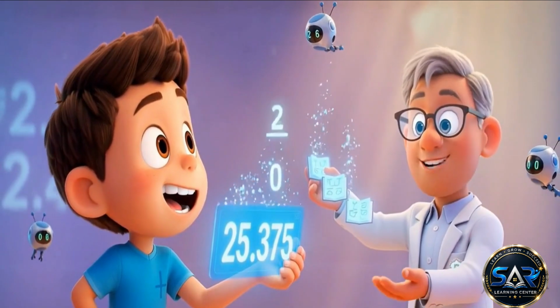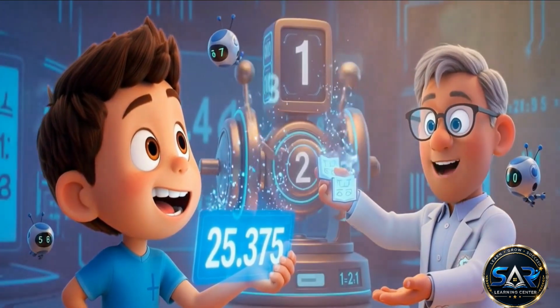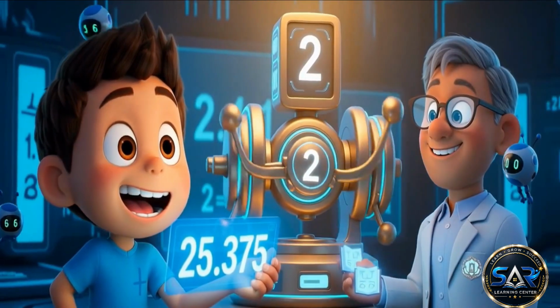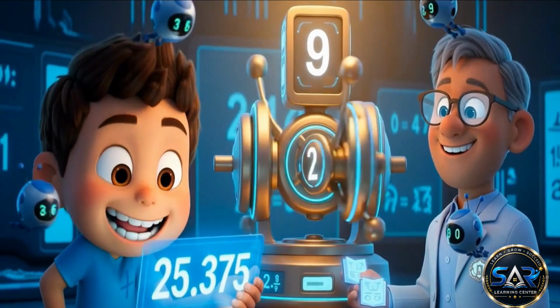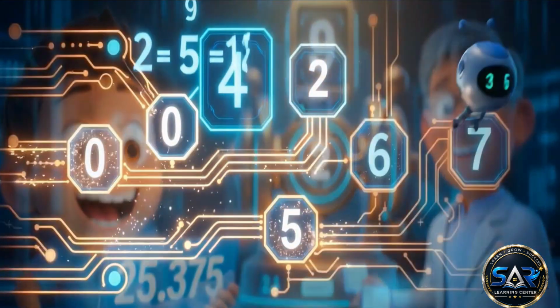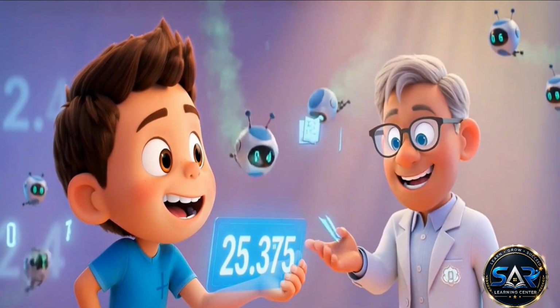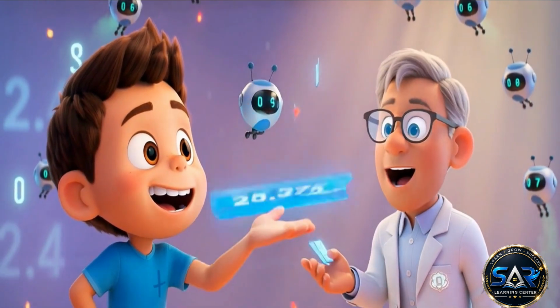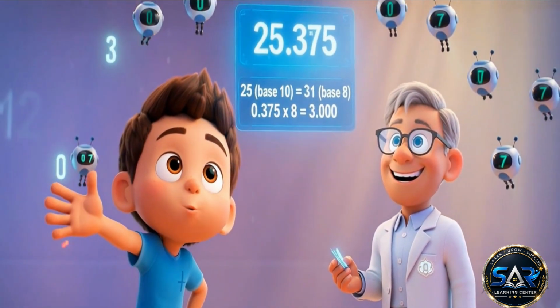Octal numbers were used in computer systems because they simplify large binary numbers. So octal makes computer calculations easier. Remember, divide for the integer part, multiply for the fraction part. Now octal conversion feels super easy.